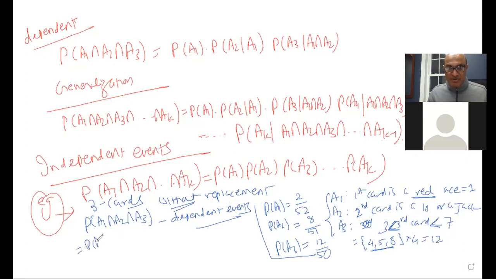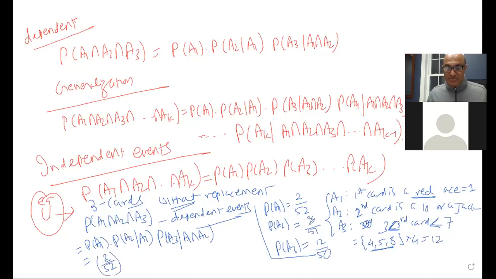That means I can write probability of A1, times probability of A2 given A1, times probability of A3 given A1 intersection A2. Probability of A1, you know this thing, that is equal to 2 over 52.